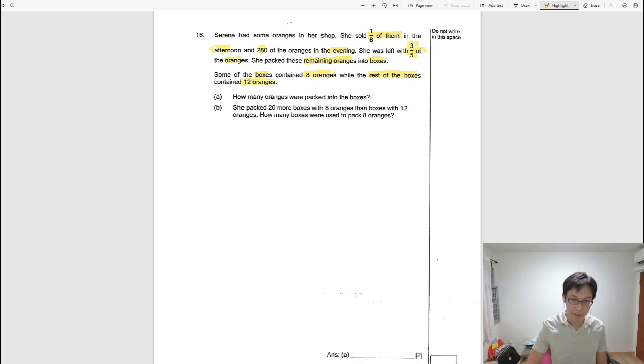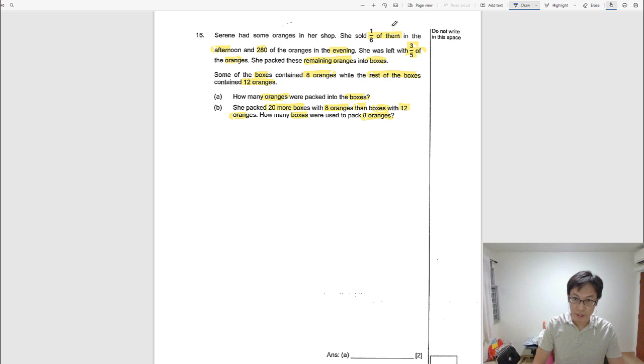For part A, the question asks how many oranges were packed into the boxes. And for part B, the question asks if you pack 20 more boxes with 8 oranges, how many boxes were used to pack 8 oranges? Alright, so this is a pretty tough question. Usually the last few questions of paper 2 are the tougher ones. So let's analyze the keywords first, okay?